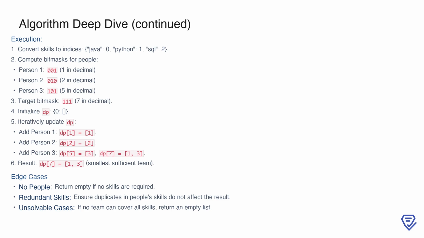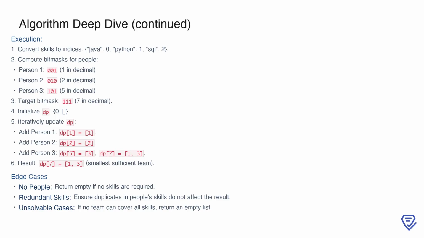The first person, knowing only Java, has a bitmask of 001 in binary, or 1 in decimal. The second person, with Python, has a bitmask of 010, or 2 in decimal. The third person, with Java and SQL, has a bitmask of 101, or 5 in decimal. The target bitmask, representing all 3 skills, is 111 in binary, or 7 in decimal. We then initialize the DP table with DP[0] equals an empty team, meaning no skills are covered and no team members are selected. As we process each person, we update the DP table.